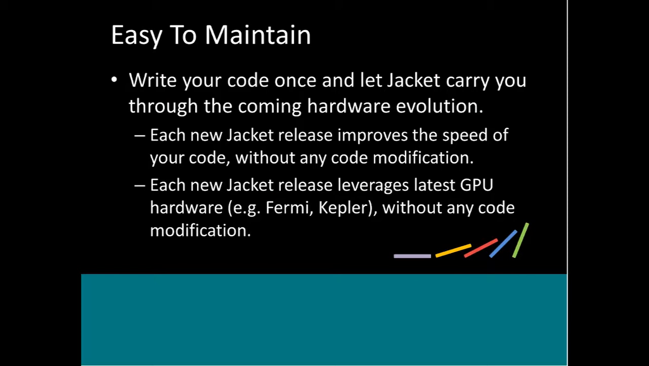So for instance, back when Fermi came out, our users didn't have to go back and rewrite their code to use the new hardware. They just had to get a new version of Jacket, and that let them take full advantage of Fermi without having to worry about any code rewrites. And the same thing will happen with Kepler when it comes out.